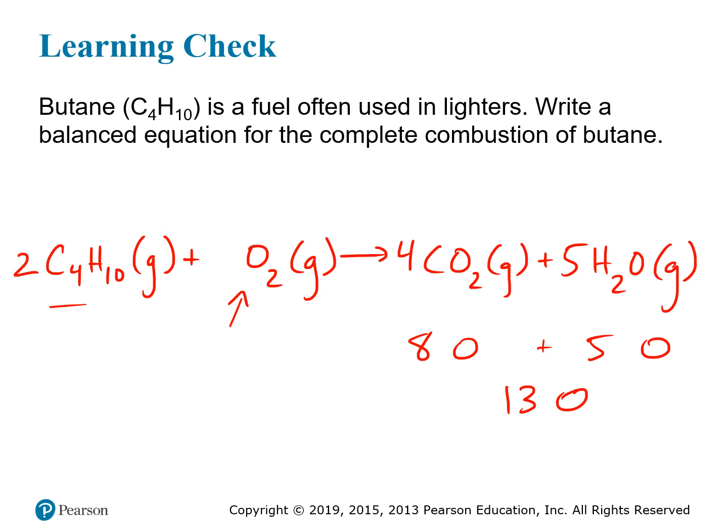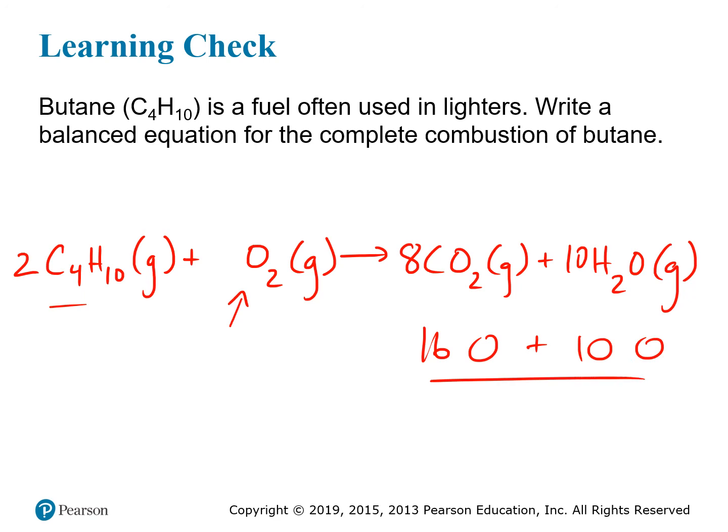This would be 2, this 4 would become an 8, this 5 would become a 10, and then we have to look at how many oxygens we have to figure out the oxygen coefficient. So here we have 8 molecules of CO2, 2 oxygens each, that's 16 oxygens here, plus 10 oxygens from the water molecules, gives me a total of 26 oxygens on the right-hand side. To get 26 oxygens from pairs, we need to take 13 pairs, or 13 oxygen molecules. And then that gives us 26 oxygens on the left-hand side, 8 carbons, 20 hydrogens on both sides.